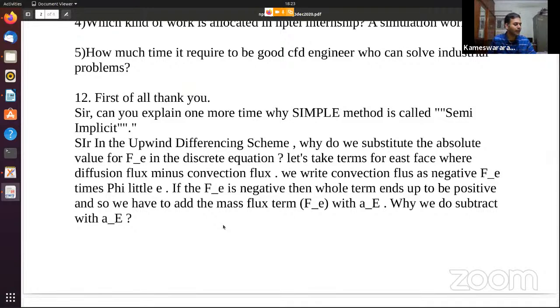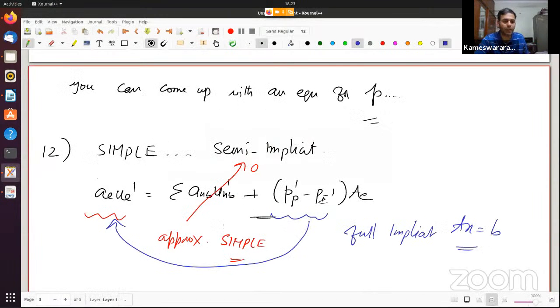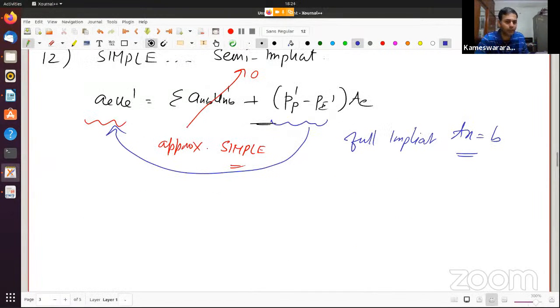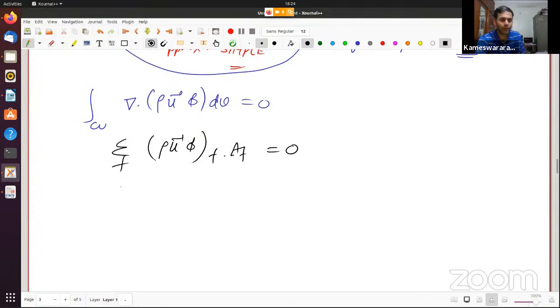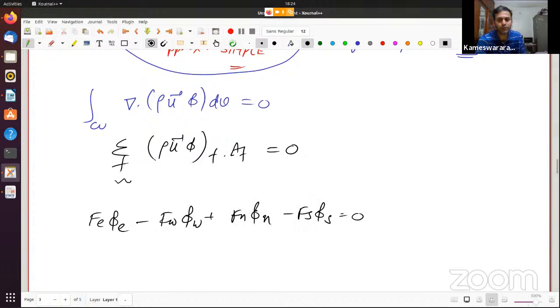Yeah, so okay. The question is about the convention used while solving for the convection. So what we have done is we have this term on the control volume. We have del dot (rho u bar phi) dV equals 0. We have written this as sigma_f rho u bar phi_f dot A_f equals 0 using the Gauss divergence theorem. And then if you expand it for all the faces, we have F_e phi_e minus F_w phi_w plus F_n phi_n minus F_s phi_s equals 0.